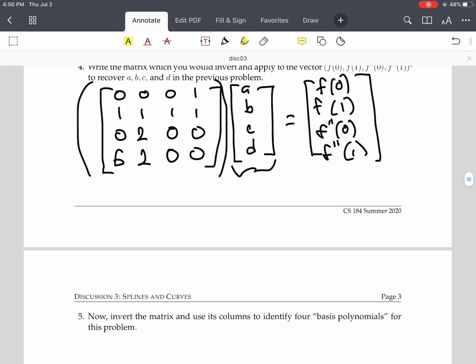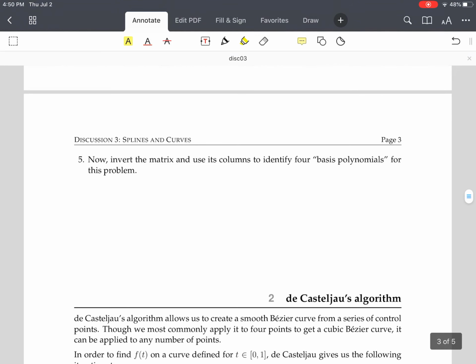Okay, so let's keep going and actually solve this. So now 5 says, invert this matrix and use its columns to identify 4 basis polynomials for this problem. Okay, so matrix inversion is a little bit complicated, especially for 4x4 matrices, and it's not super in depth or covered in 184. So I'm just going to go ahead and give you guys the answer, and then you guys can look up how to solve it on your own or just use a calculator, and that's totally fine. So let's go ahead and write this out.